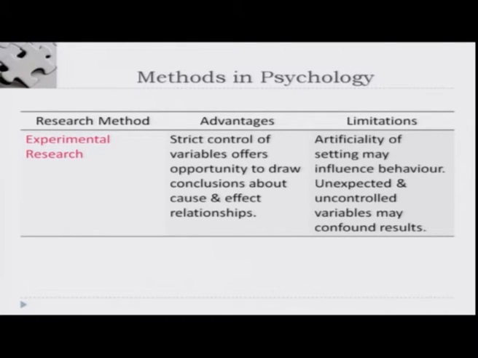For the experimental method, on the other hand, the greatest advantage is that it has strict control of variables, and you can draw conclusions about the cause and effect relationship, something that was missing in correlational research. The major limitation of experimental research, of course, is the artificiality of the setting, and if you make changes in the setting, it might influence behavior. Second, unexpected and uncontrolled variables sometimes do confound the result, and parsing out the effect of the confounding variable is again a major challenge in experimental research.